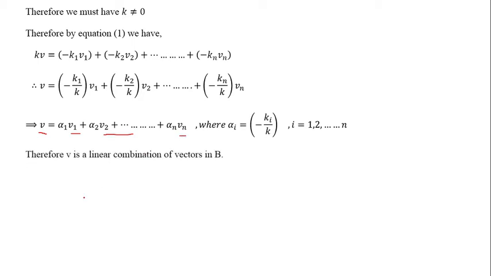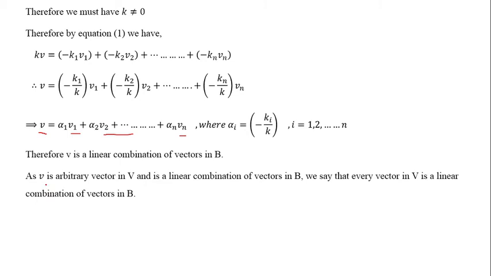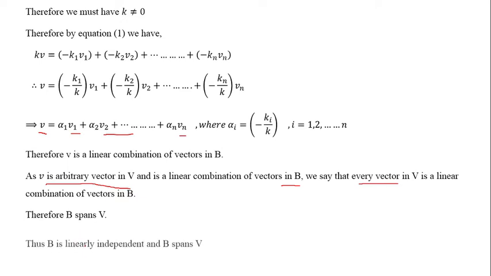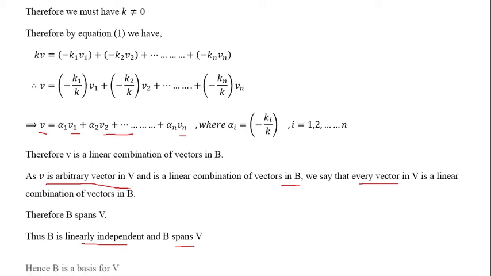Vn, as phi is an arbitrary vector in V and is a linear combination of vectors in B. We say that every vector in V is a linear combination of vectors in B, and therefore you can say that B spans V. Thus we have B is linearly independent and B spans V, and therefore by the definition of a basis of a vector space, B is a basis for V.